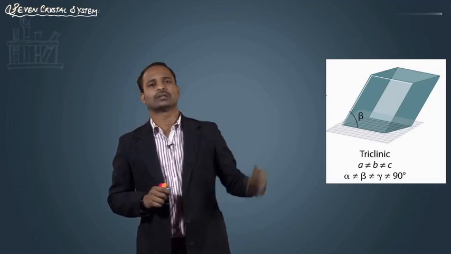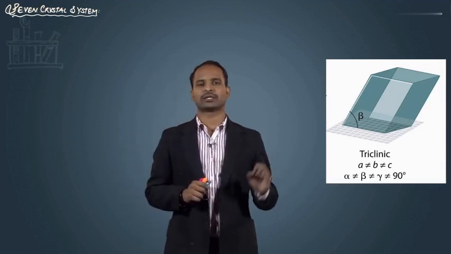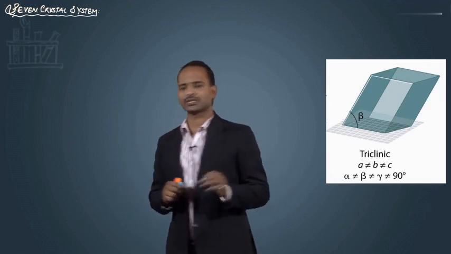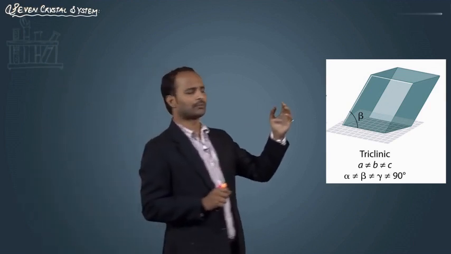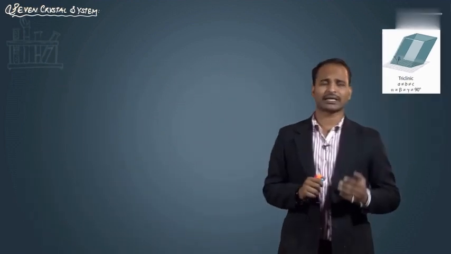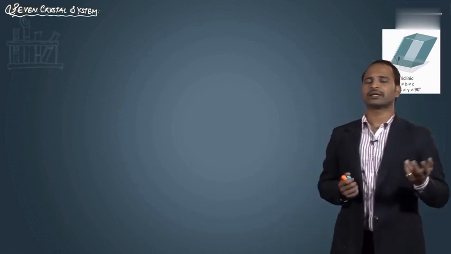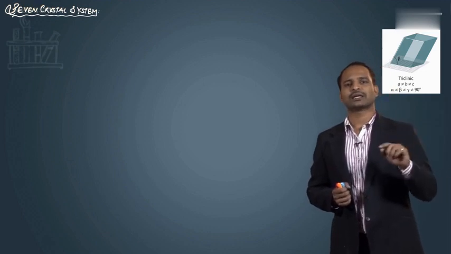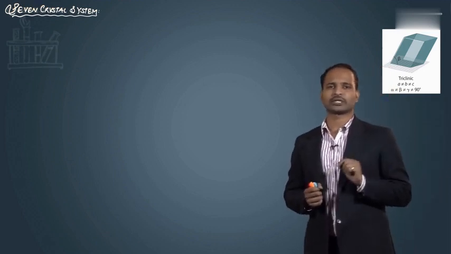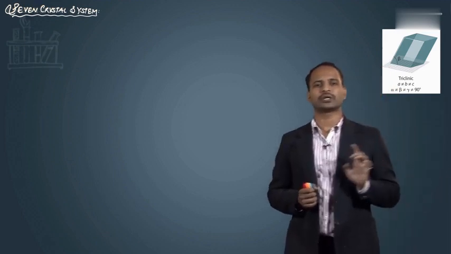And the last one is the most unsymmetrical crystal system, which means nothing is equal. The example for the triclinic is potassium dichromate, which exists in the triclinic structure. So in triclinic, A is not equal to B is not equal to C, and alpha is not equal to beta is not equal to gamma is not equal to 90 degree.